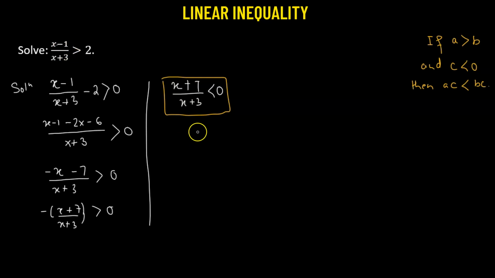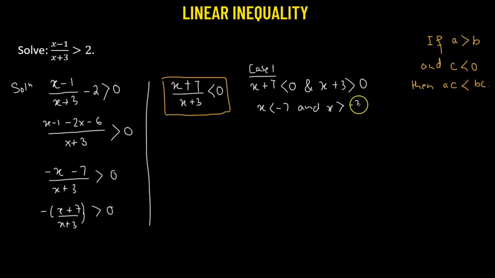So let's do that. Here we will immediately get two cases. We'll consider the first case. Case number 1 says that we have a rational expression (x + 7)/(x + 3) which is greater than 0. The case 1 will be we consider the numerator x + 7 to be a negative number, that means less than 0, and simultaneously we're going to consider the denominator, which is x + 3, to be a negative number, that is less than 0. Let's solve the two inequalities. So we have x less than negative 7 and x less than negative 3.